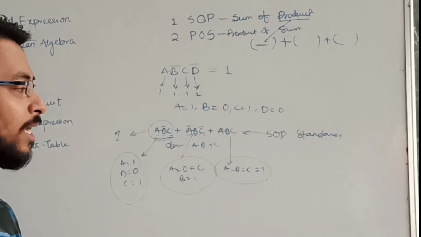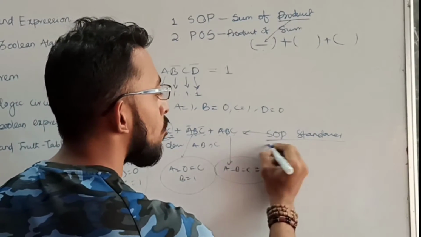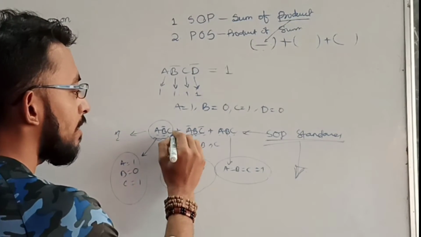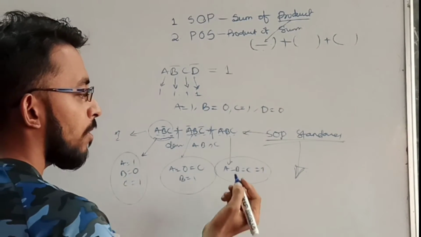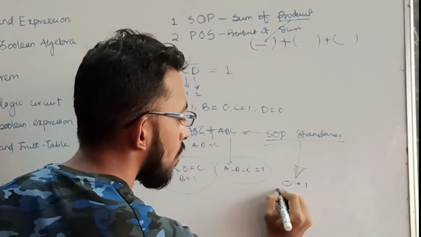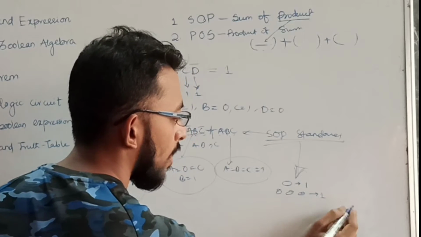Now I have to check for what condition my SOP should be 1. My standard SOP should become 1. For what case? Since they are ORed. For OR operation, either any input is 1 or all inputs are 1.